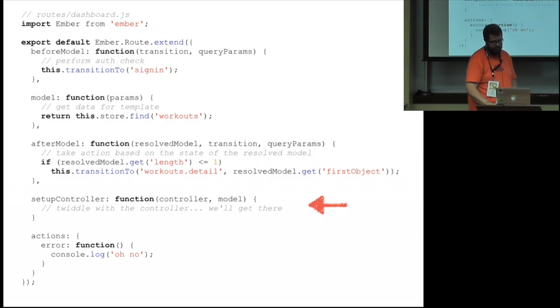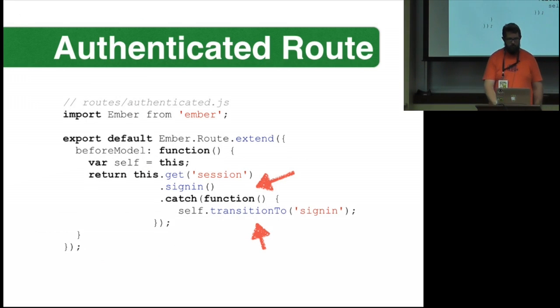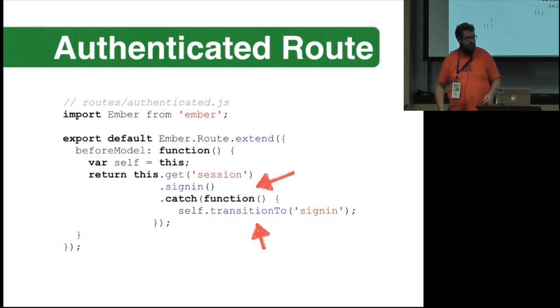Yeah, so I'm actually going to get to that right now. So for example, like you said, I created an authenticated route. And in here, I'm just extending route. And in my before model, I get the session. I call sign in on it, which returns a promise. If anything goes wrong on that, I catch it. And then I transition to the sign in route.